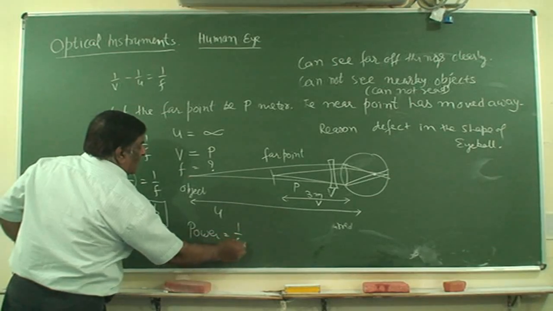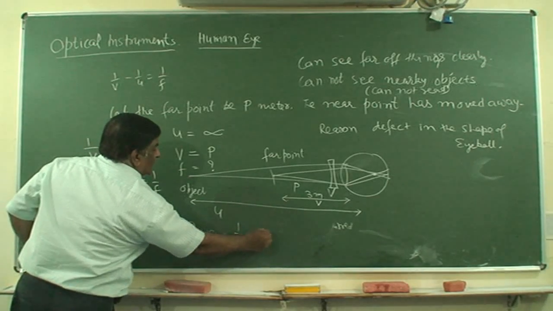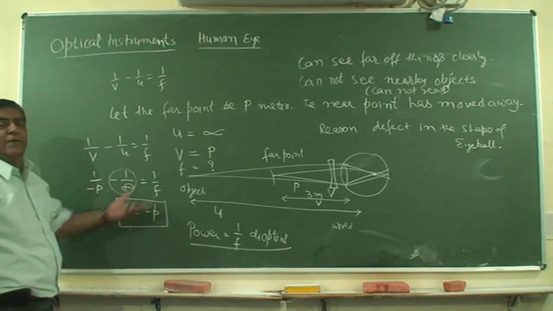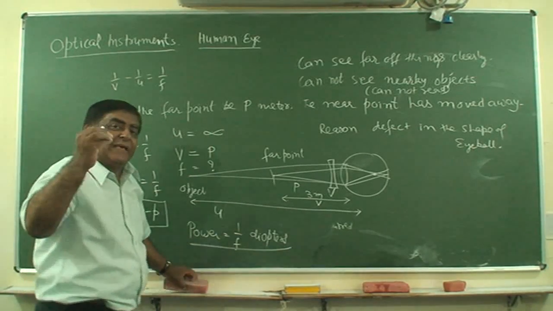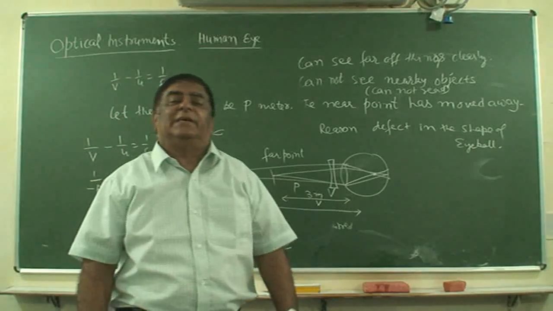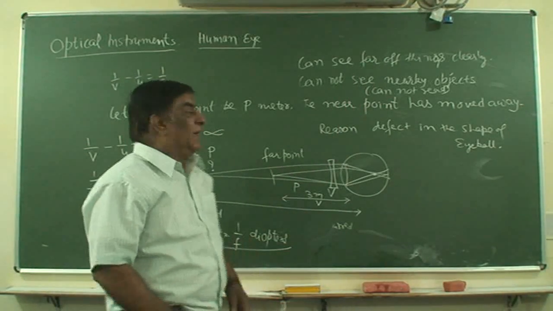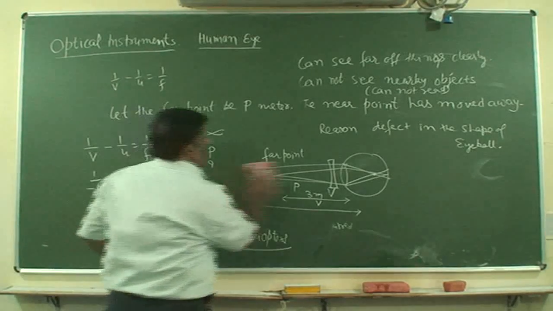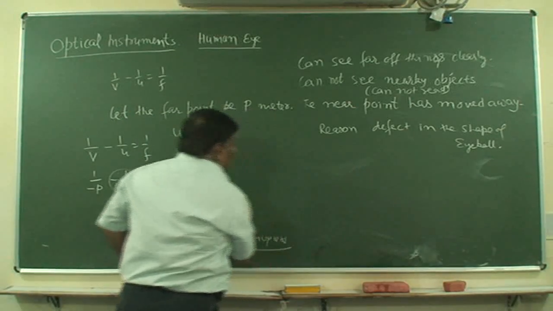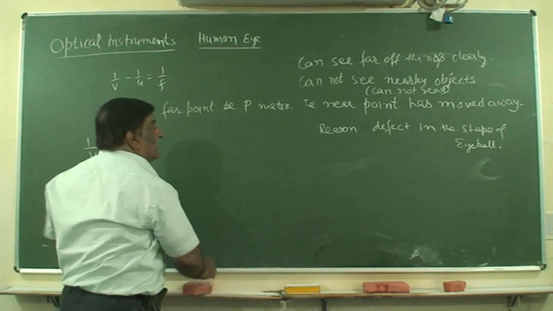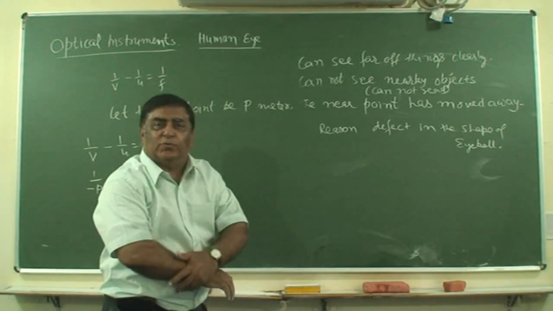Power, you know, it is 1 upon F in diopters. So you can very well convert it to diopter. Now let's make a small numerical. A person cannot see clearly beyond 2 meters, then what he should do? So far, what is the defect in the eyes and what he should do?